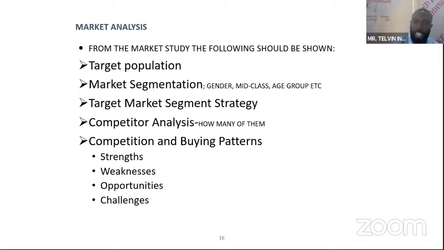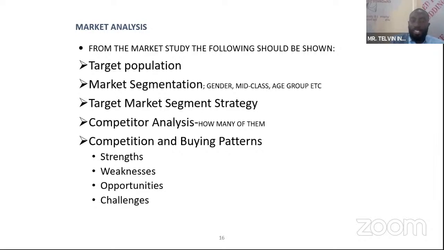And then of course the age group. You will not be saying you want to sell that to the age group between 60 to 80 years. That will constitute a little of your what? Of your market segmentation in those who are interested in organic cream. So another thing that it will show is your target market segment strategy. It will also show your competitor analysis. How many of them? Your market analysis will also show your competition and buying patterns.